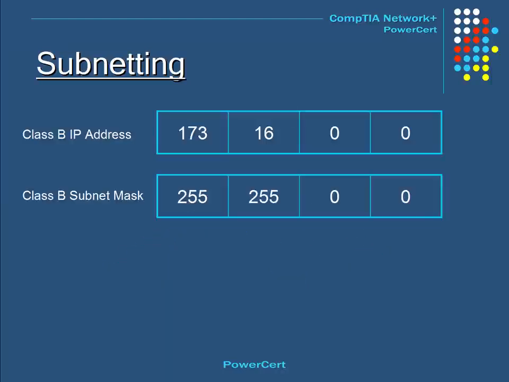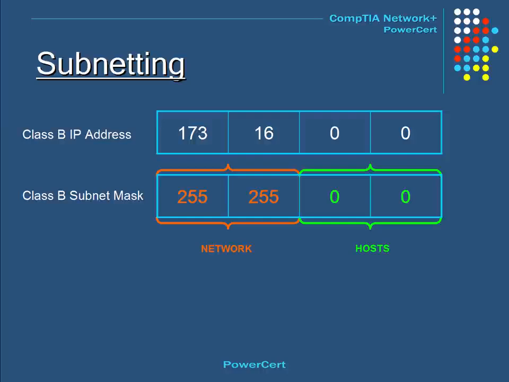Subnetting is basically done by changing the default subnet mask by borrowing some of the bits that were designated for hosts and using them to create subnets. So a default Class B subnet mask is 255.255.0.0. The first two octets are for the network. The last two octets are designated for hosts.